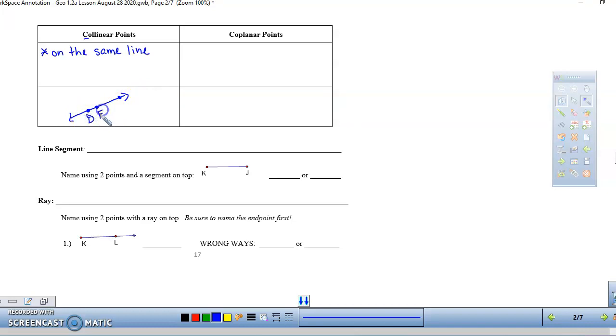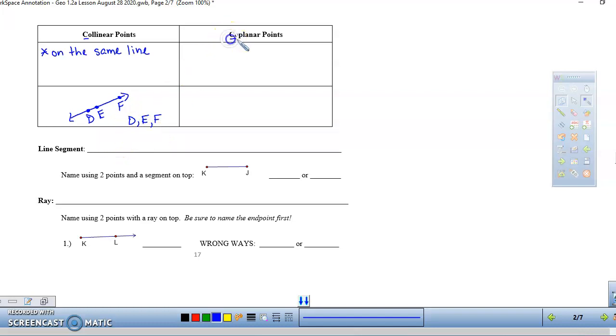So let's say I have D, E, and F. Those would be collinear points. On a quiz, you would list them out with commas between them. So it's a list of points like that. Because if you left the commas out, that actually would be plane notation. And that's something to keep in mind.